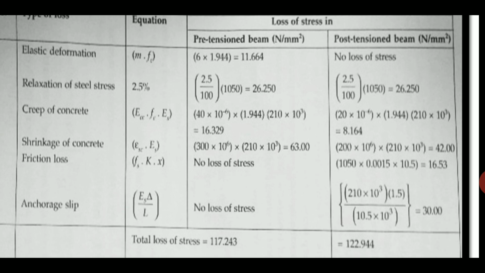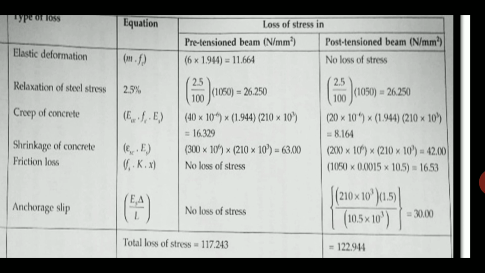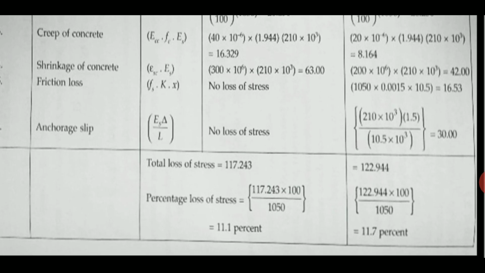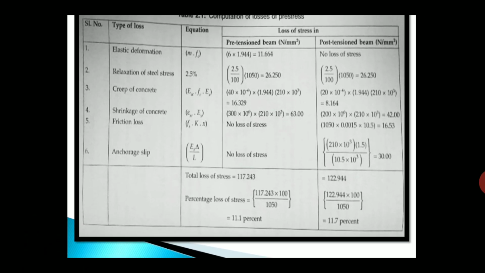Then next we are finding loss due to anchorage slip, which is not occurring in pre-tension members, and in post-tension members it is given by epsilon s into delta by L, where delta is the slip which is given data. It comes out to be 30. So when we add up all, in pre-tension case we are getting the total losses as 117.243, whereas in post-tension we are getting the losses as 122.944. Hence we can calculate the percentage, that is the loss divided by original stress into 100. We find that in pre-tension beam the loss is 11.1, whereas in post-tension the loss is 11.7.